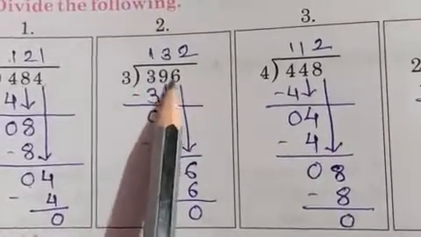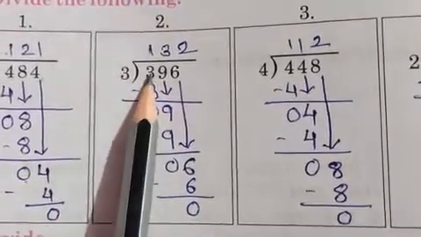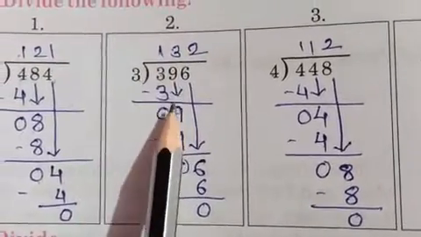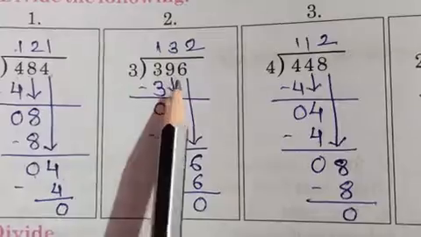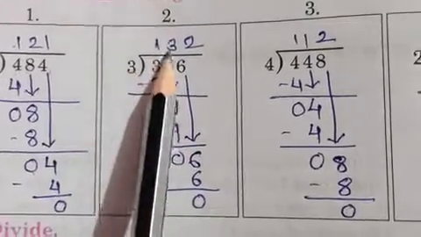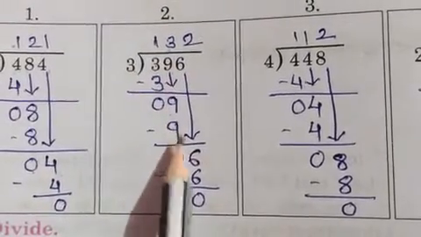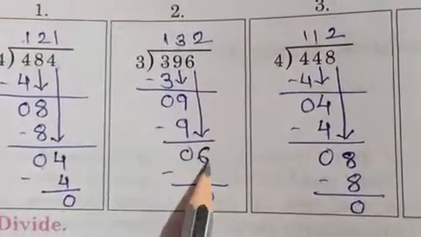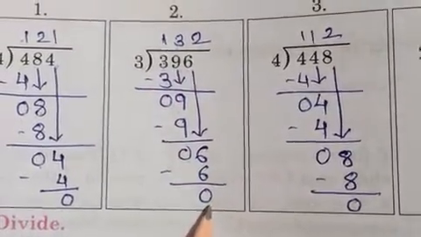The second one is 396 divided by 3. The first number is 3. 3 is divisible by 3. Yes. 3 1s are 3. 3 minus 3 is 0. The next number, 9, will come down. 3 3s are 9. 9 minus 9 is 0. The third number will come down, that is 6. 3 2s are 6. 6 minus 6 is 0.